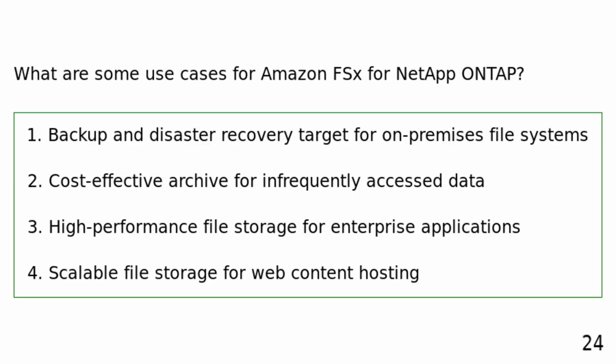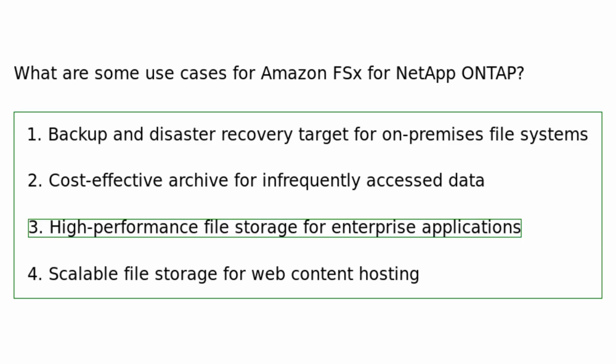What are some use cases for Amazon FSx for NetApp ONTAP? Backup and disaster recovery target for on-premises file systems. Cost-effective archive for infrequently accessed data. High-performance file storage for enterprise applications. Scalable file storage for web content hosting. Amazon FSx for NetApp ONTAP caters to various use cases, including high-performance file storage for demanding applications, scalable file storage for web content management, and migration of existing NetApp workloads to AWS.